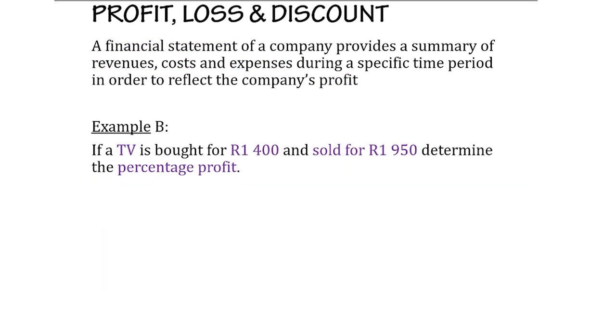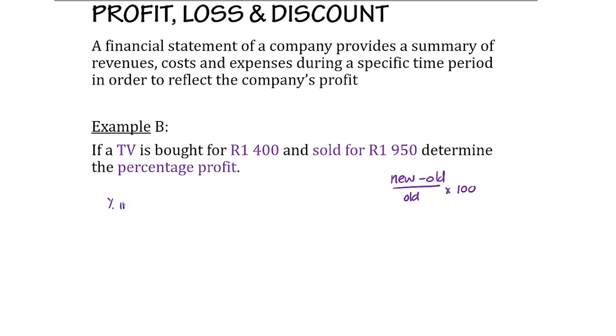All right, let's look here now at a TV. It is bought for 1,400 Rand. Oh, that's a very cheap TV nowadays. And sold for 1,950 Rand. Determine the percentage profit. Well, if we remember that formula, it said the new price minus the old price, divided by the old price, and then multiplied by 100. That's going to give me my percentage increase, which in this case is a percentage profit.